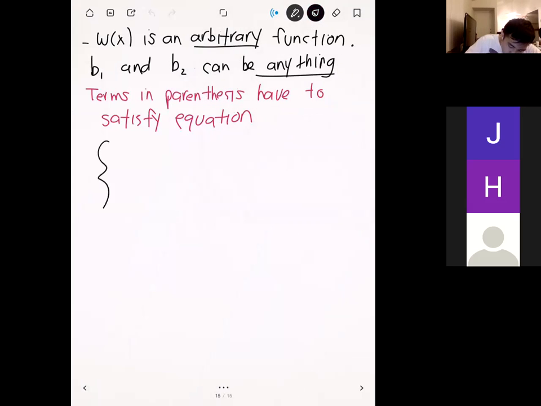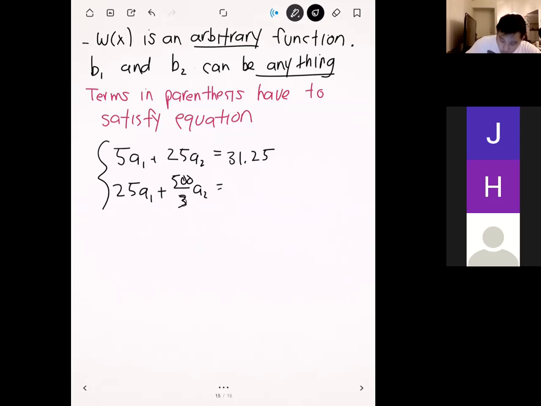If we write it out, we have 5A1 plus 25A2 is equal to 31.25. We have 25A1 plus 500 over 3 A2 equal to 125. And so we have a linear system, so you can actually put this in matrix form.